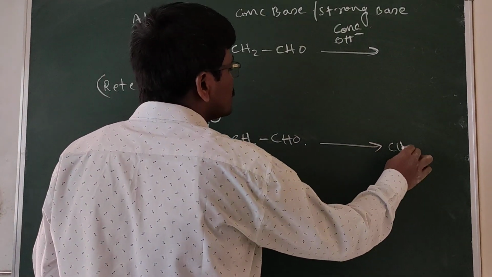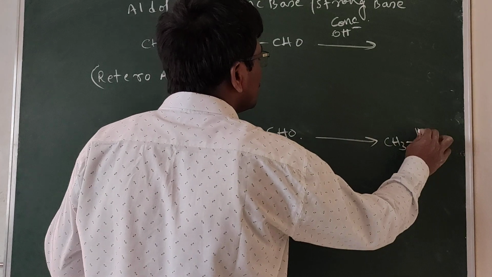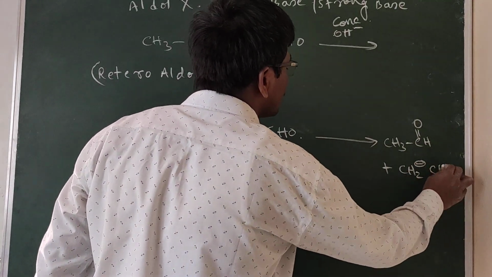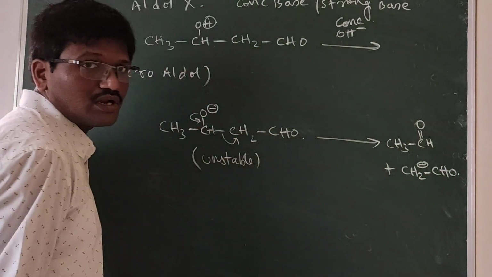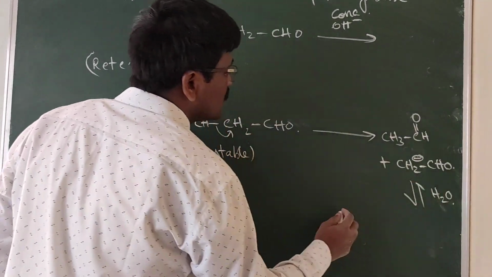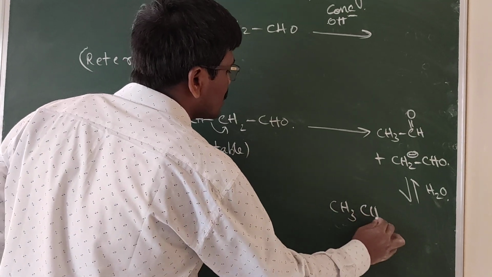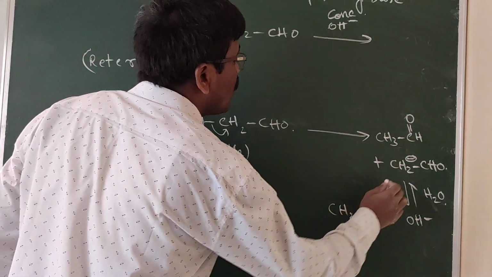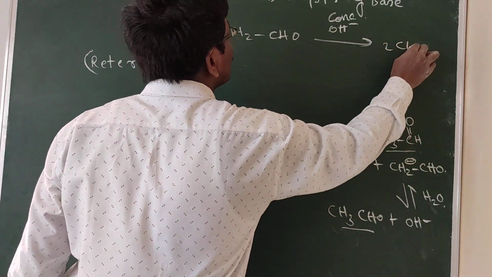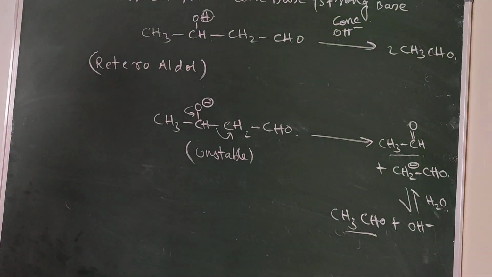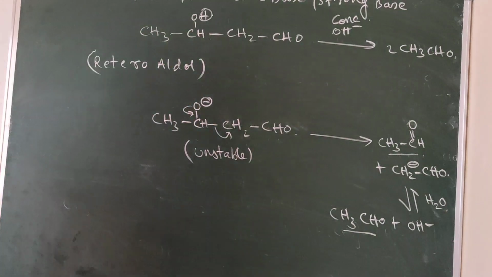So then we got acetaldehyde, and a carbanion, that is an enolate ion, is formed. This enolate ion takes up the proton from water, and another acetaldehyde molecule is formed. In this way, two molecules of acetaldehyde are formed here. This is known as retro-aldol condensation.